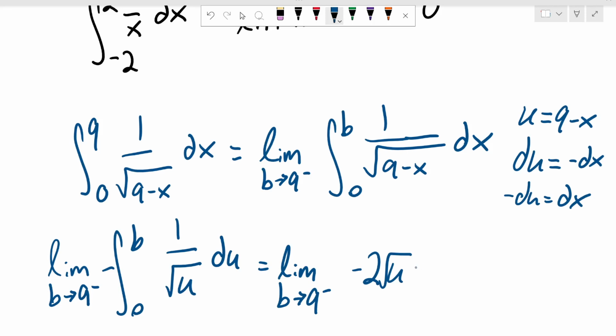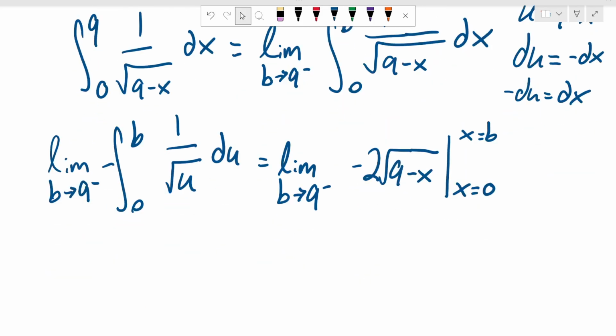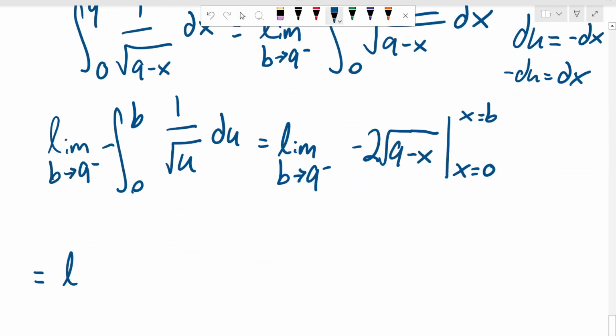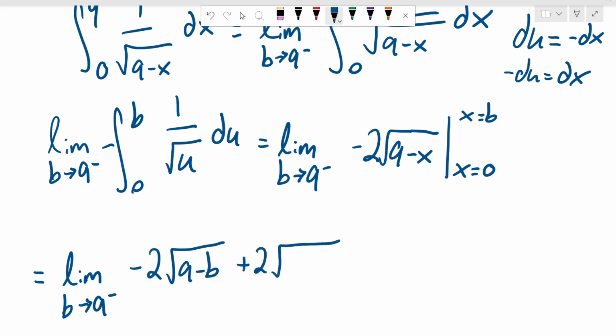And we'll go ahead and put that back in. So I'll just erase that and put a 9 minus x here. And then we're going to evaluate this from x equals 0 to x equals b. Okay. So we have the limit as b approaches 9 from the left of negative 2 root 9 minus b minus negative 2, so we'll say plus 2 root 9 minus 0. Okay, so that's just going to be 3. So this whole thing is going to be 6 over here.